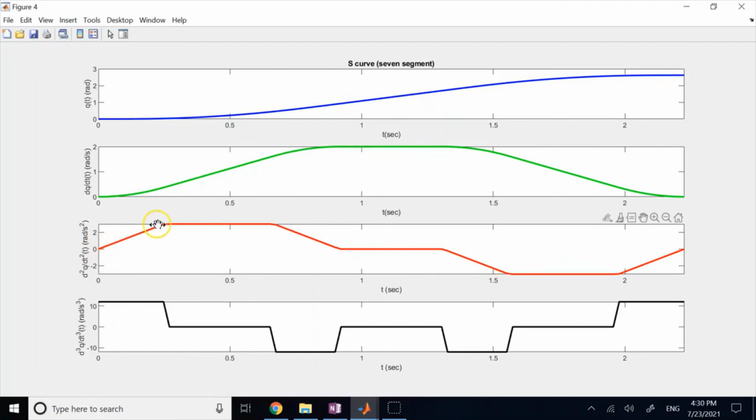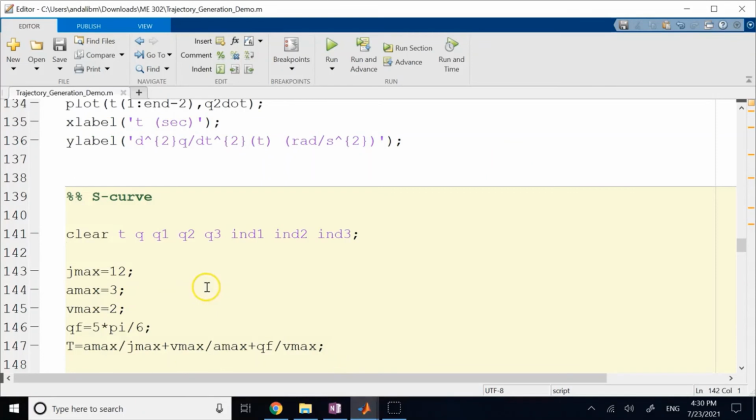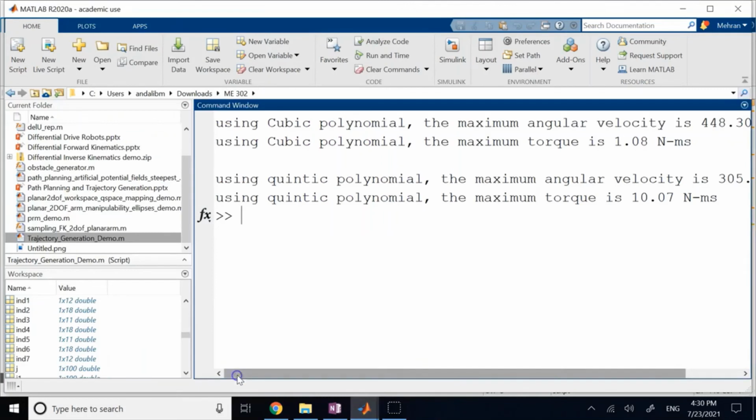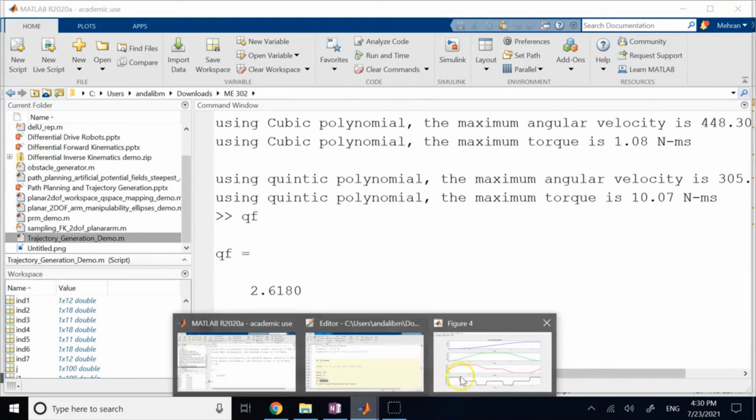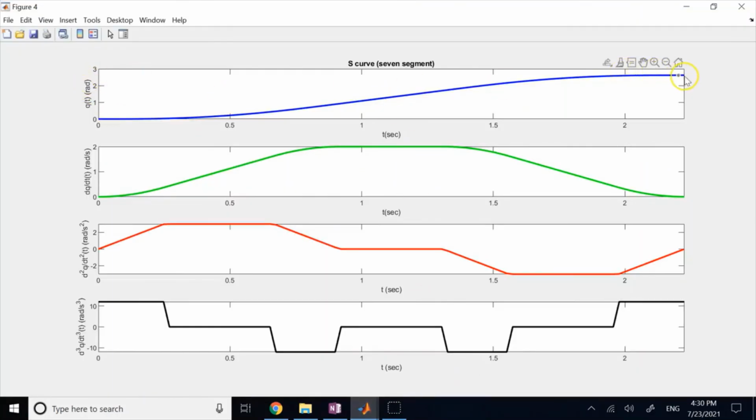You see, in linear increase, constant, linear decrease, constant, linear decrease, constant, linear increase. Go back to 0. This is your nice S-curve for velocity. And finally, this is your Q going from Q initial, which is 0, all the way to Q final, which is, in this case, 150 degrees, right? And if I calculate my Q final here, it is 2.61, and that is the number that you see that this one converges to, 2.61. Okay, so it is working perfectly fine.